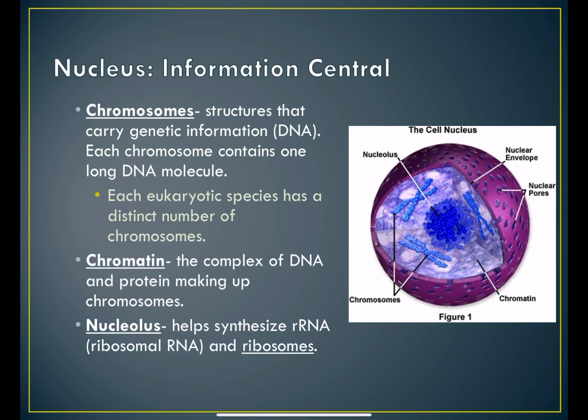Chromatin is the DNA plus the proteins that help coil it up to make the chromosomes. And then you also need to know about the nucleolus, that that's where the ribosomes are made, and the ribosomal RNA. You should remember, like we said previously, the ribosomes are important for protein synthesis. That's where proteins are made. So the fact that the nucleolus makes those makes it really important.